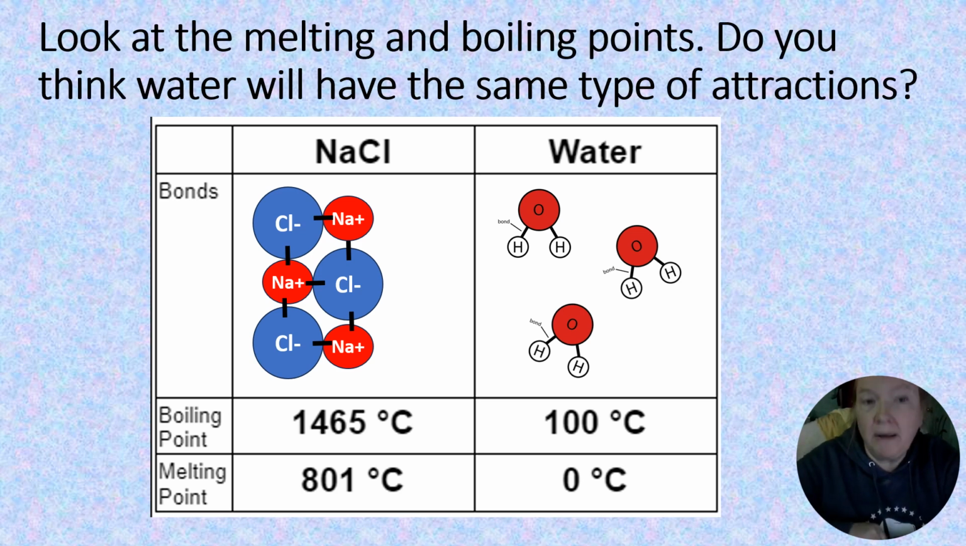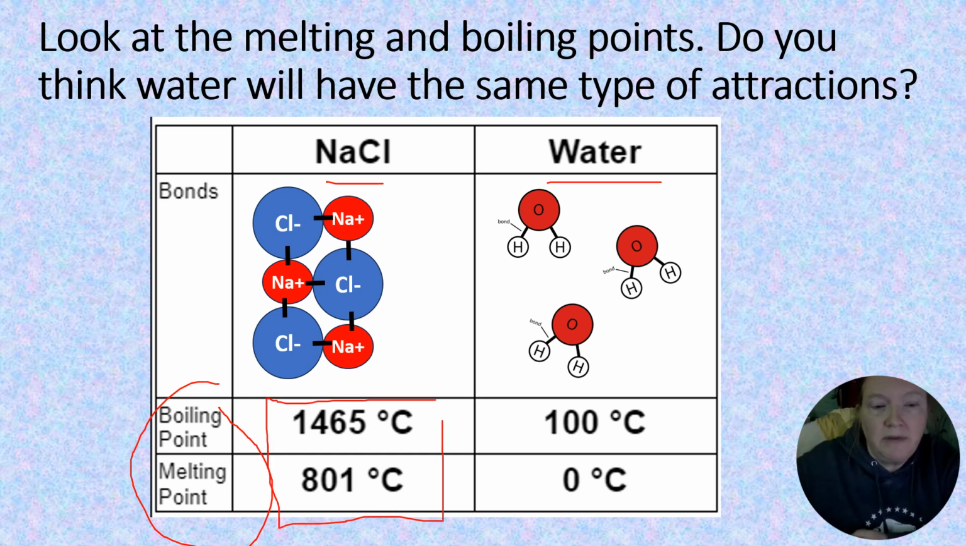So now look at the melting and boiling points. So these values down here for both NaCl and water. So look at the boiling and melting points of NaCl. Now look at those of water. So do you think water is going to have the same kinds of attraction that NaCl has?